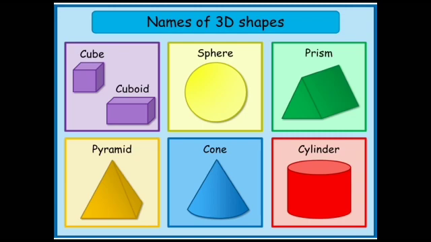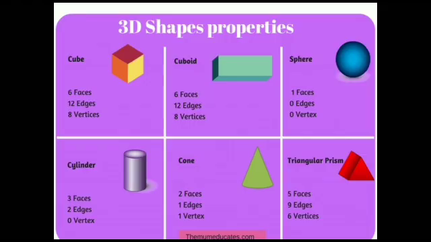Pyramid. P-Y-R-A-M-I-D, pyramid. Cone. C-O-N-E, cone. Cylinder. C-Y-L-I-N-D-E-R, cylinder. So these are the 3D shape properties.